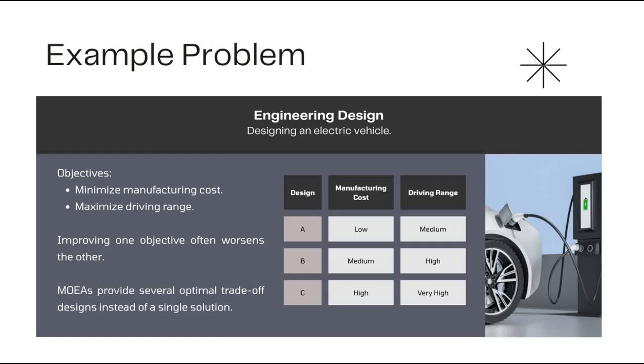So none of these designs is necessarily better than all the others. Design A may be attractive because of its low cost. Design C may be attractive because of its very high driving range. And design B may represent a balanced compromise. A multi-objective evolutionary algorithm will provide these alternatives as part of an approximate Pareto front, allowing the decision maker to choose the most appropriate design based on priorities.